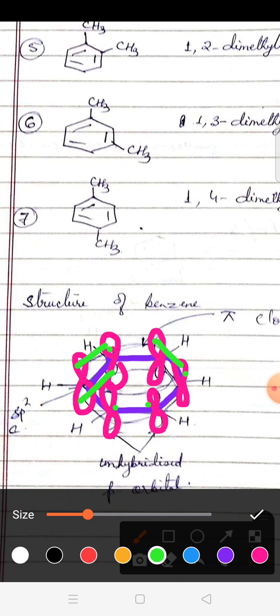Okay, now since all these p orbitals are parallel to each other, they might overlap and form one pi bond. These two might overlap, form another pi bond. These two may overlap, form another pi bond. So that's how you get 3 alternate pi bonds. But it is not necessary that only these will be overlapping. The overlapping may be in a different manner also.